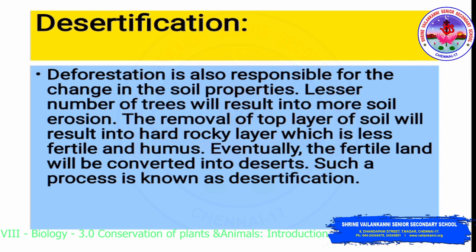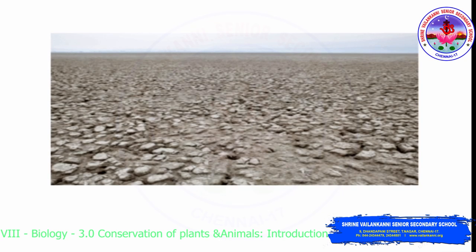Desertification. Deforestation is also responsible for the change in the soil property. A lesser number of trees will result in more soil erosion. The removal of the top layer of soil will result in an odd rocky layer which is less fertile and has less humus. Eventually, the fertile land will be converted into desert because of the dryness. Such a process is known as desertification. So this will be the perfect snap example for desertification.